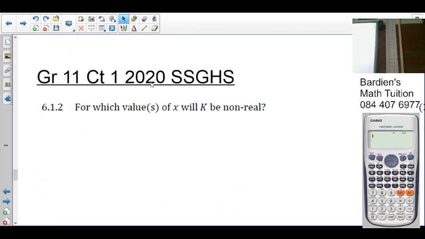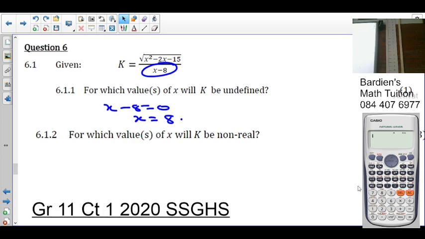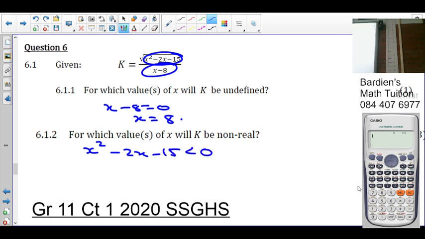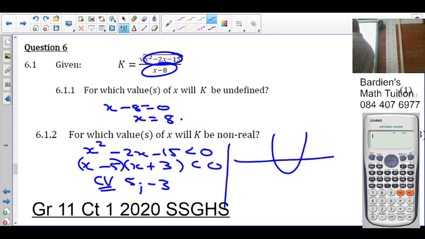Then they want to know, for which values of x will K be non-real? So when is something non-real? When under the root is negative. So in other words, it's x squared minus 2x minus 15 is less than 0. This is now a trinomial. So as you can see, this becomes an inequality. So it's x and x, 5 and 3, minus plus. So x is equal to your critical values. Yeah, we've gone in the same mistake many of you make. 5 and negative 3. And let's put this on the graph.